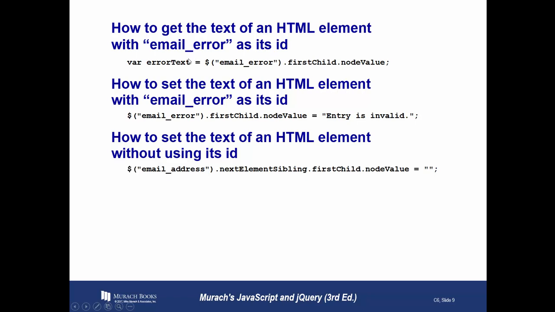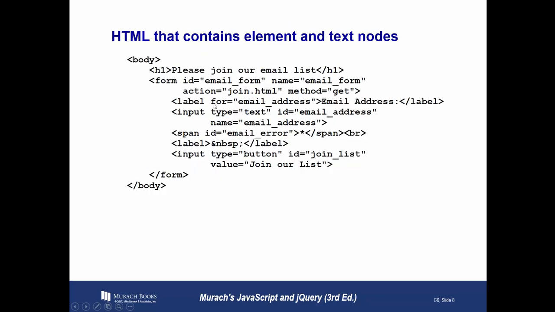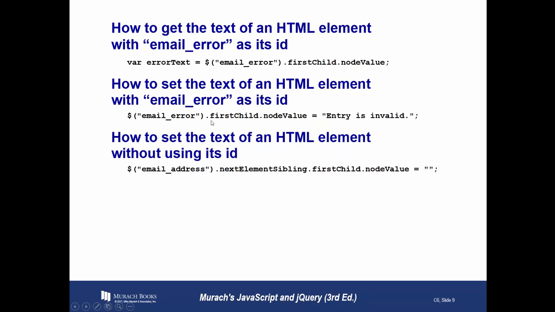So now we can work with these things. How to get the text of an HTML element with email error as its ID. Remember, this we would put at the top. We saw this in an earlier chapter. This would be an alias for document.getElementById. So we're saying find an HTML element called email error, all right, and its first child get its node value, which is again trying to say get the text. So where is it? Well, where is email error? Right there. Where's the text? It's the asterisk.